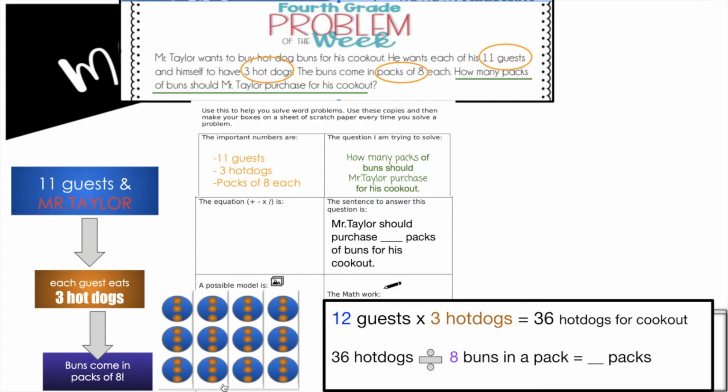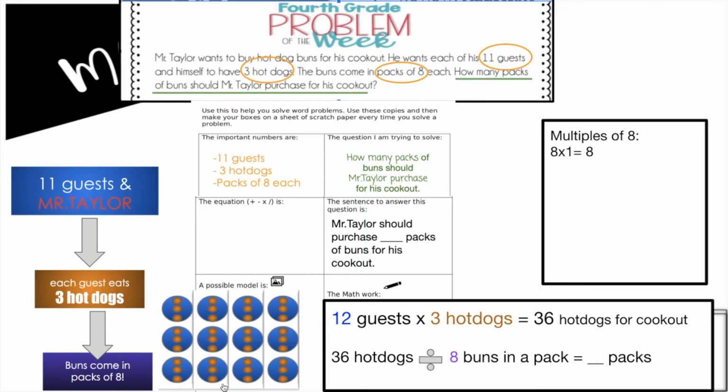That will give me how many packs I need. So how many packs do you need? You need 8 times 2, 8 times 3, 8 times 4. 8 times 5 is 40. Now, why on earth is 40 in this at all?